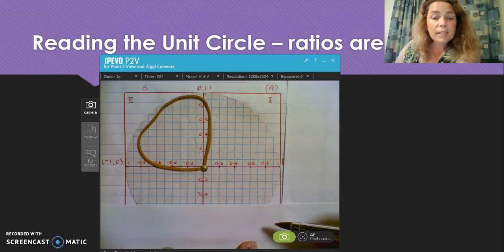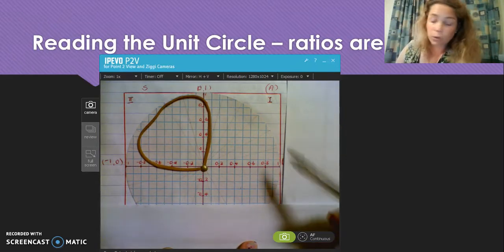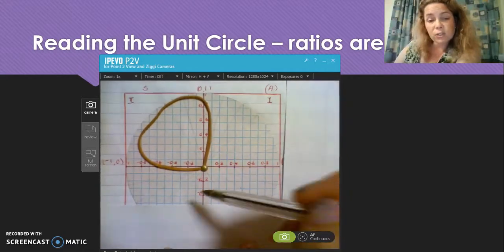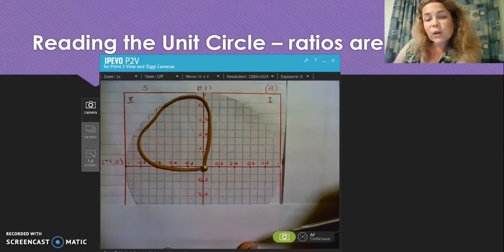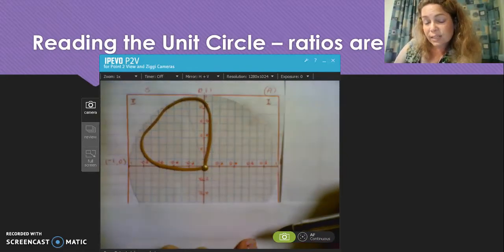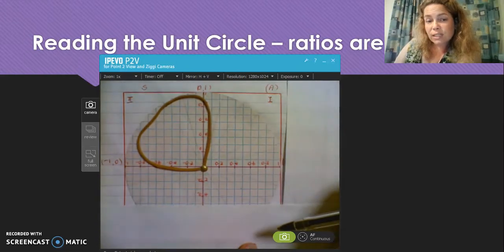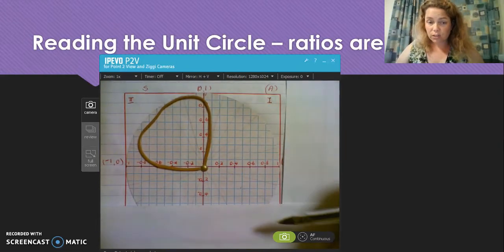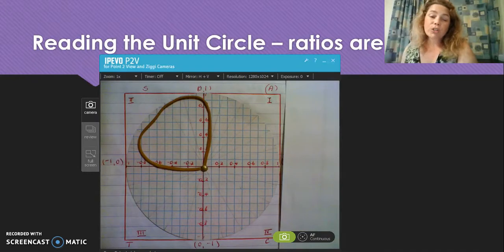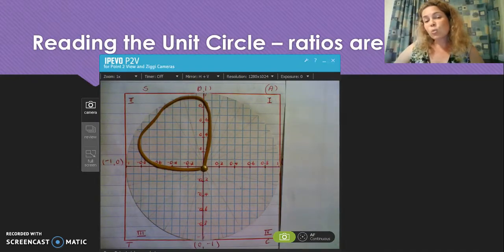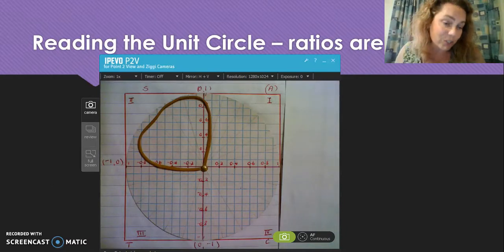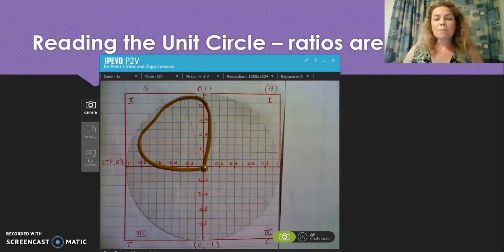Now, in an exam, you're not always going to have a unit circle like this. So look for the next video, which is using your unit circle, which will show you how you get around that when you don't have your unit circle with you in an exam, but you have your calculator.